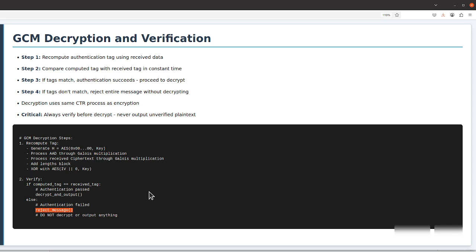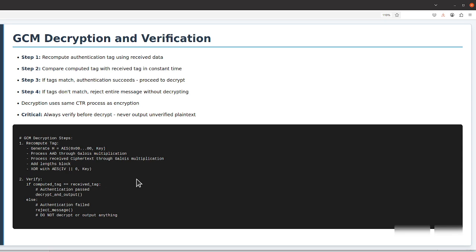Decryption uses the same CTR mode process as encryption. The receiver constructs counter blocks starting from counter 1, encrypts them with AES and the key, and XORs the resulting keystream with the ciphertext to recover the plaintext. Because CTR mode encryption and decryption are identical operations, this is exactly the same as encryption but with ciphertext as input and plaintext as output.